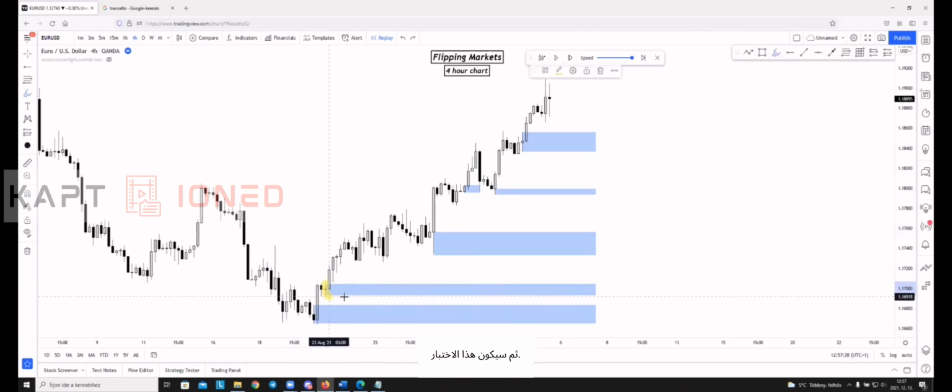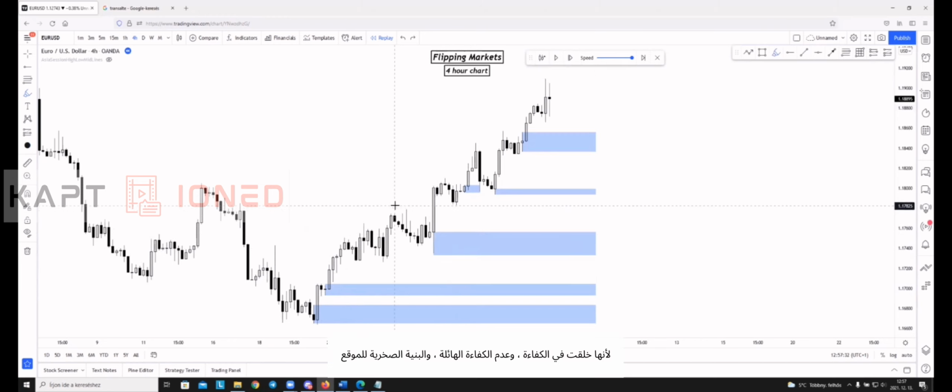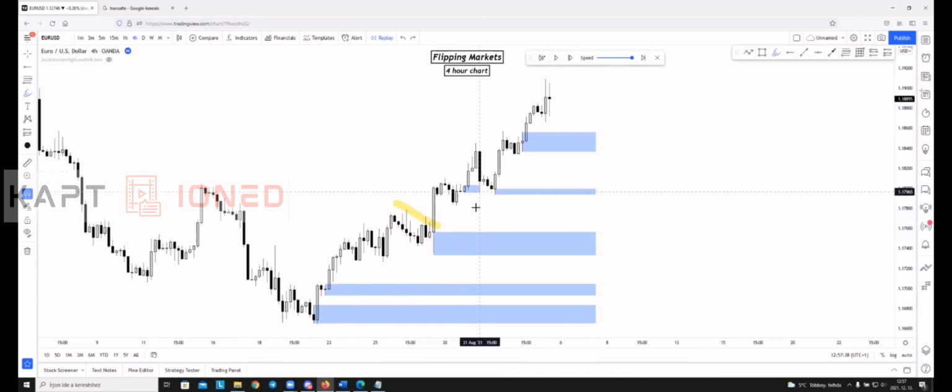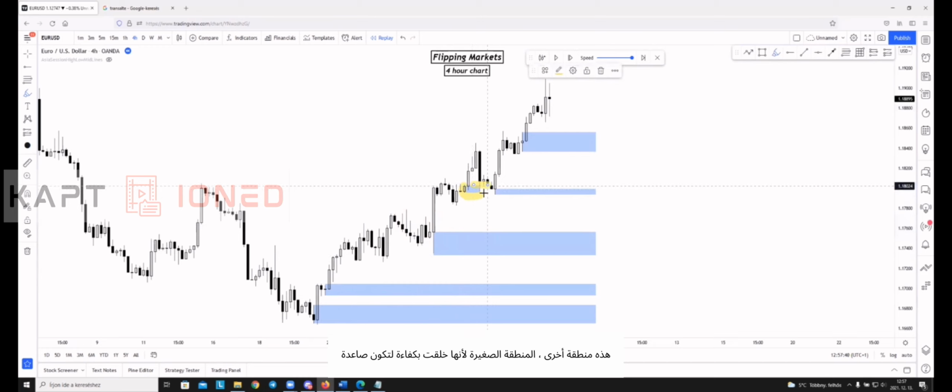The next zone will be this one because, as you can see, it created inefficiency. It has a gap between the wicks and it broke structure, broke this structure. Okay, the next zone will be this wick zone because it created inefficiency, huge inefficiency, broke structure to the upside and collected liquidity from this region. As you can see, here's another zone, this small zone, because it created inefficiency to the upside, broke structure, and collected liquidity. Price reacted on this zone here and just broke below a little bit.